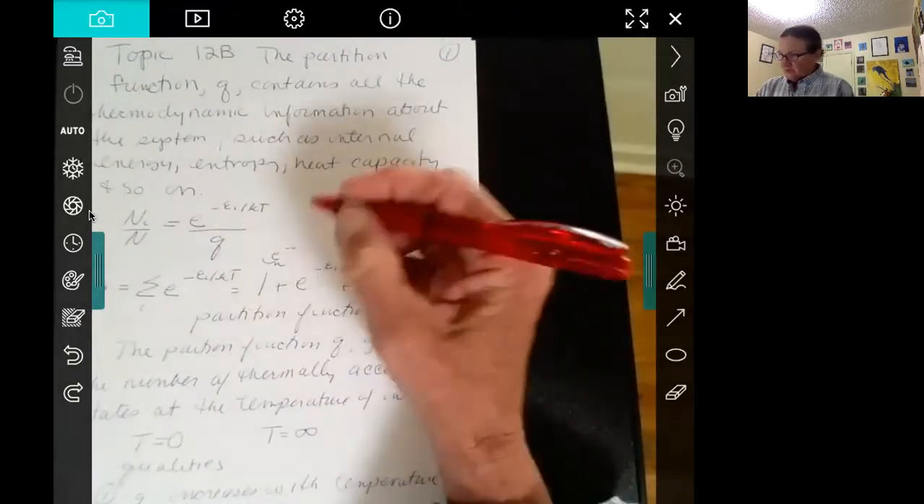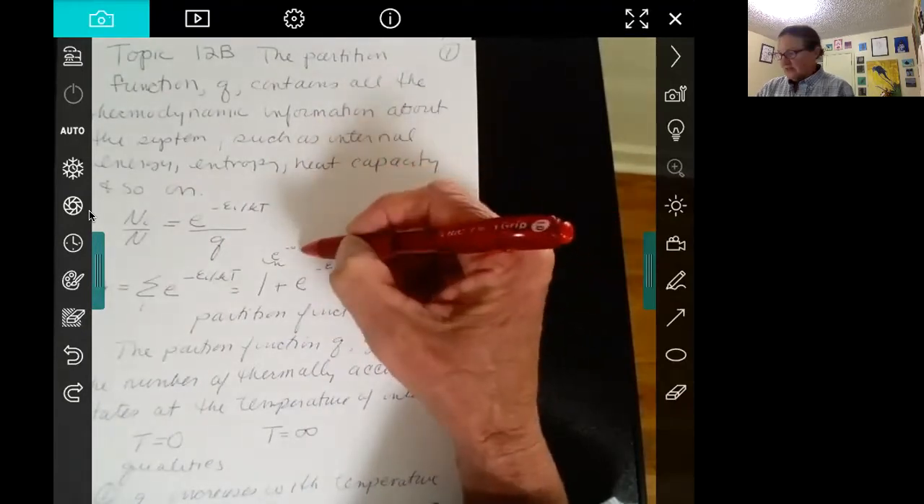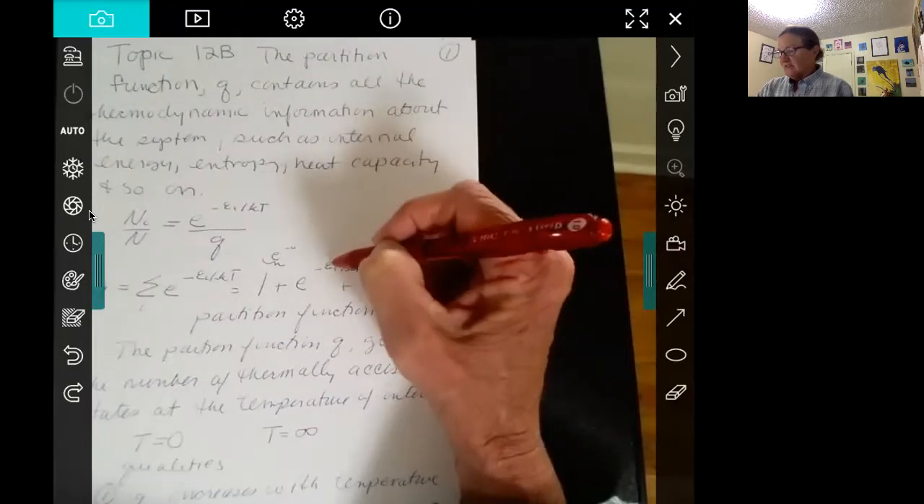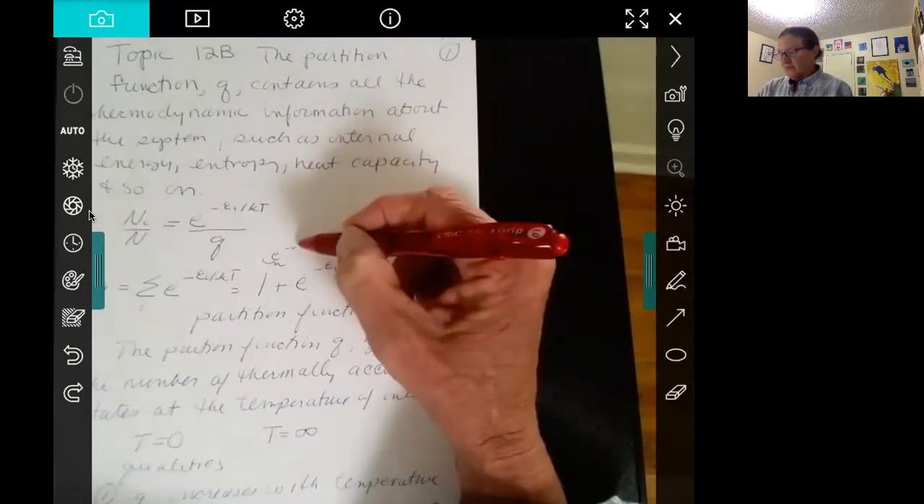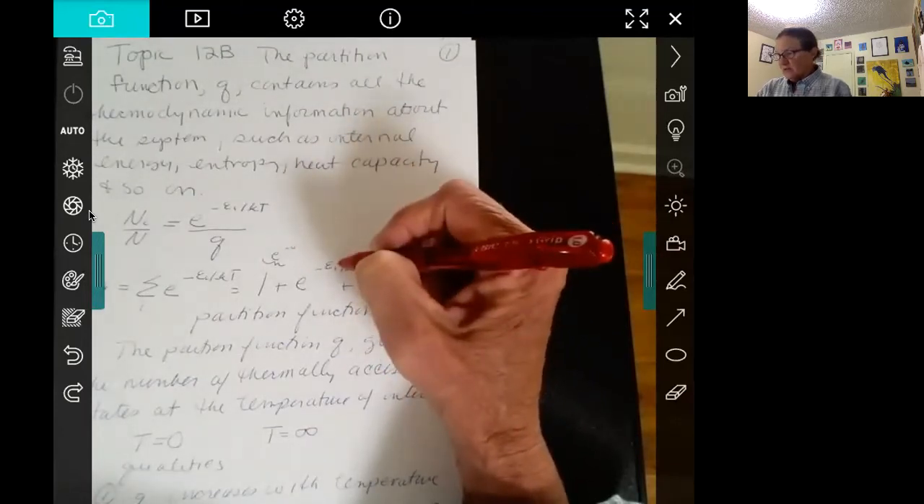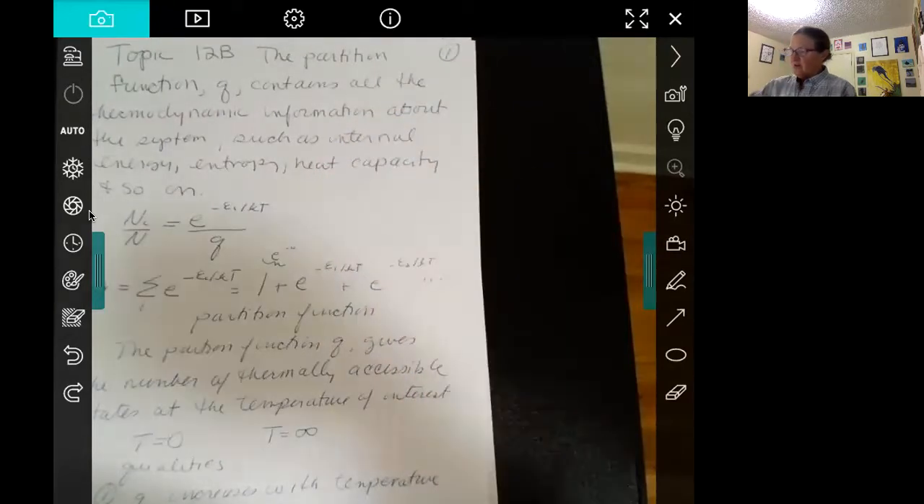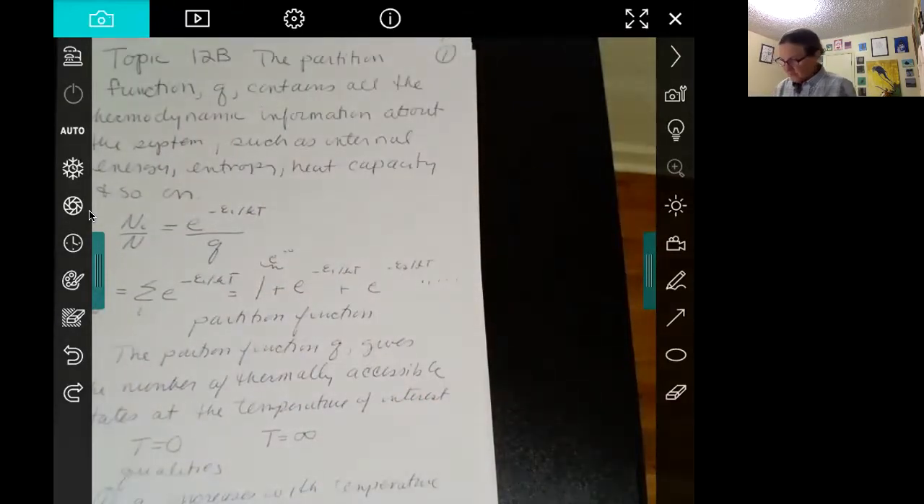The first term is always going to be 1 because we're going to define the ground state to be 0, and then each of these energies is the energy above the 0 state. So E1 is really the energy of the second state minus the energy of the first state. So you're just looking at how far away the next energy level is. So the partition function Q gives the number of thermally accessible states at the temperature of interest.